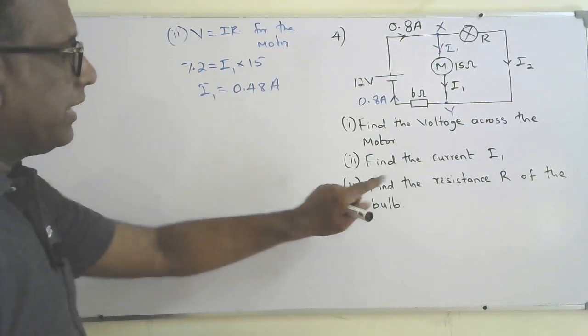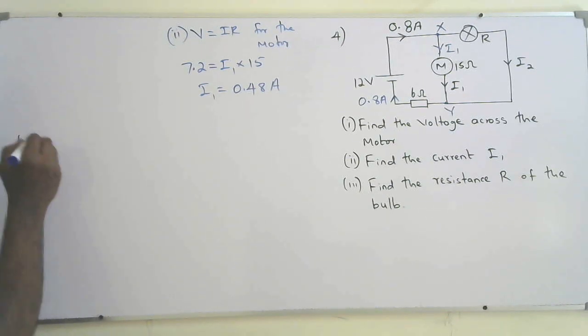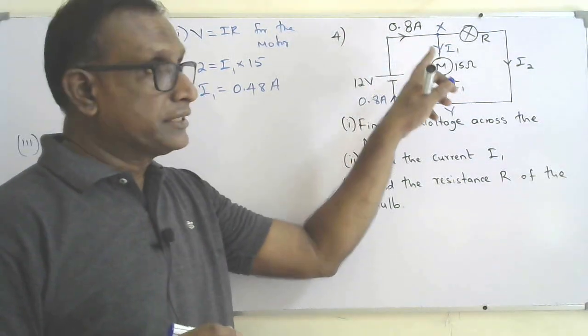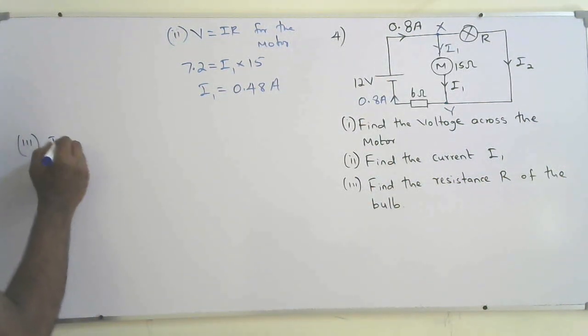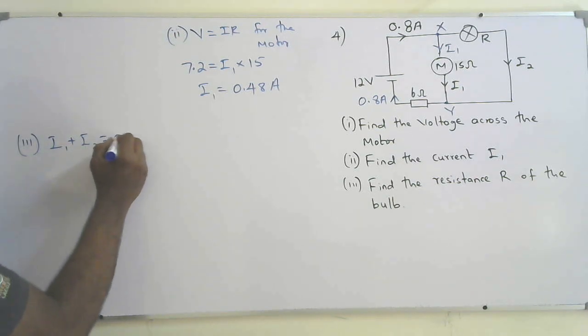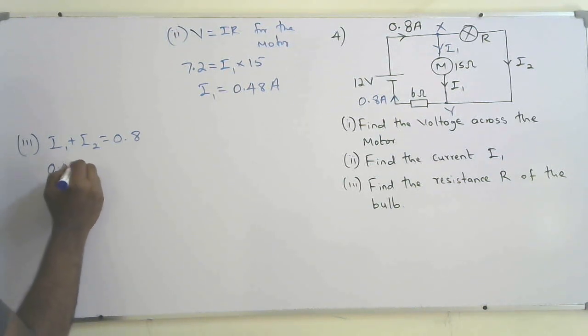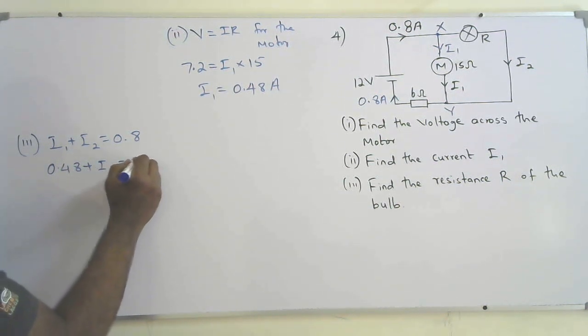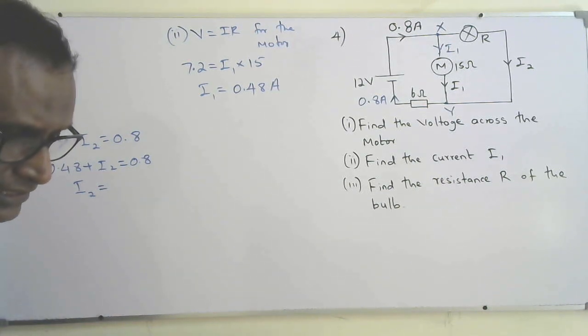Okay, third part, find the resistance R of the bulb. According to Kirchhoff's first law, 0.8 equal I1 plus I2. So that means I1 plus I2 is equal to 0.8. I know I1 is equal to 0.48, so find the current I2 first. Current I2 will be 0.8 minus 0.48. That will be 0.32 amperes.